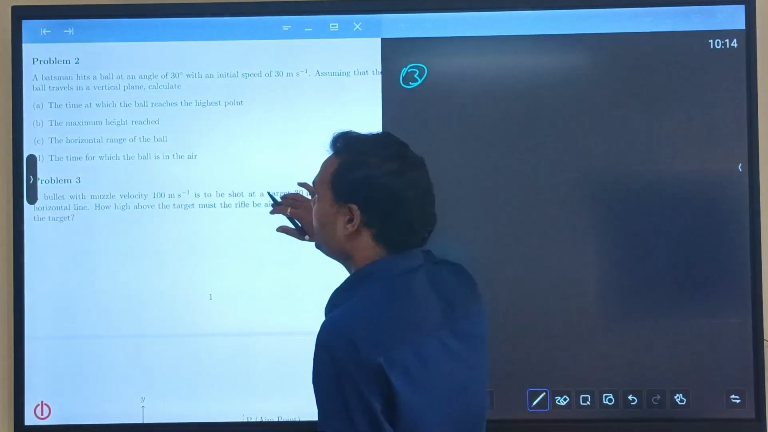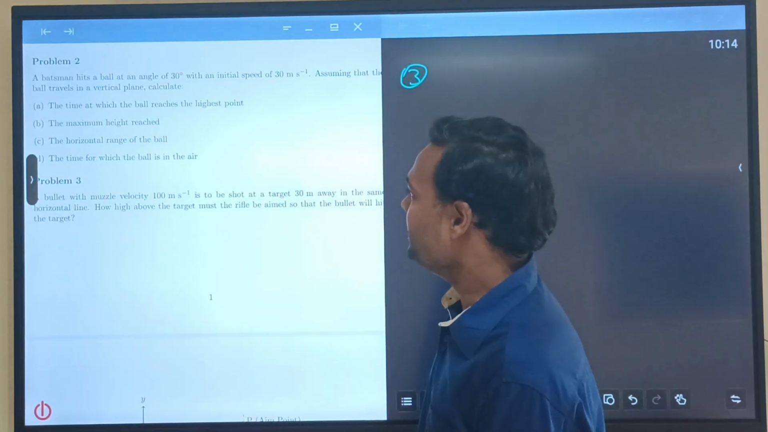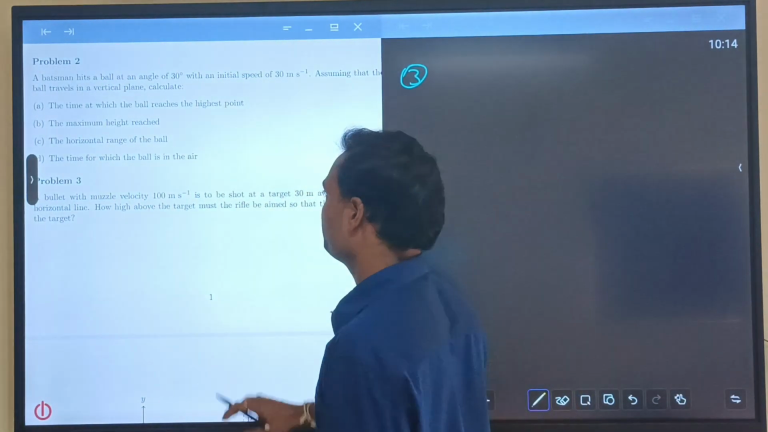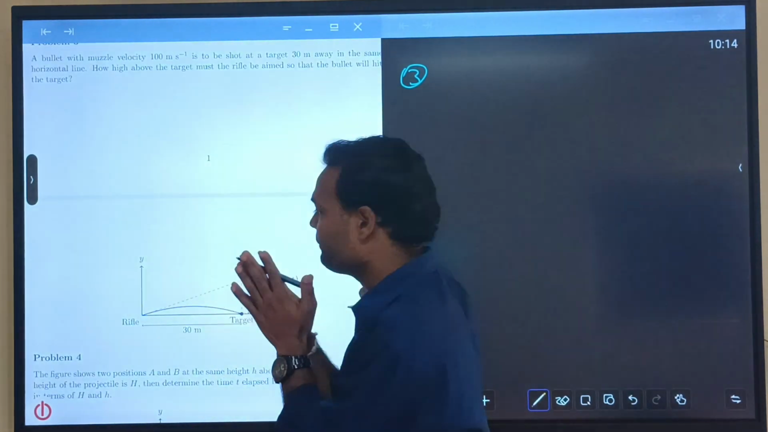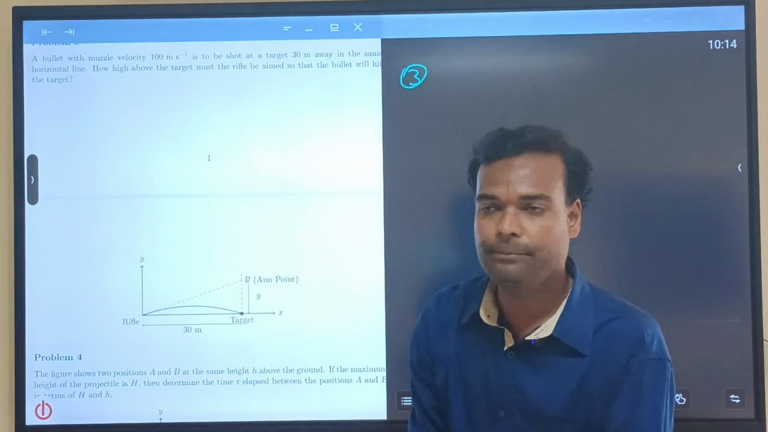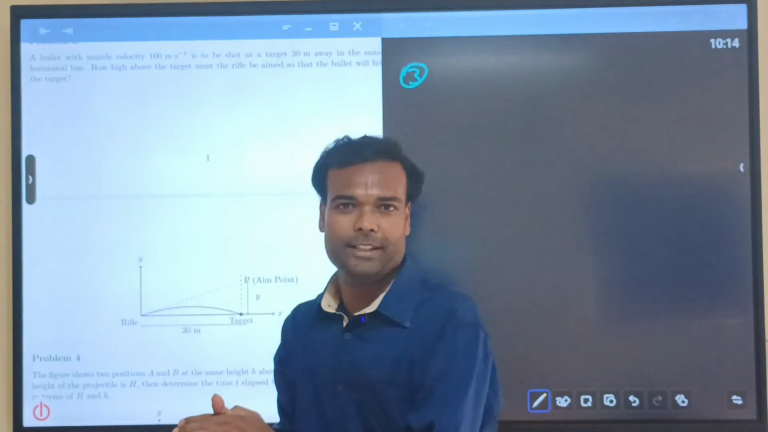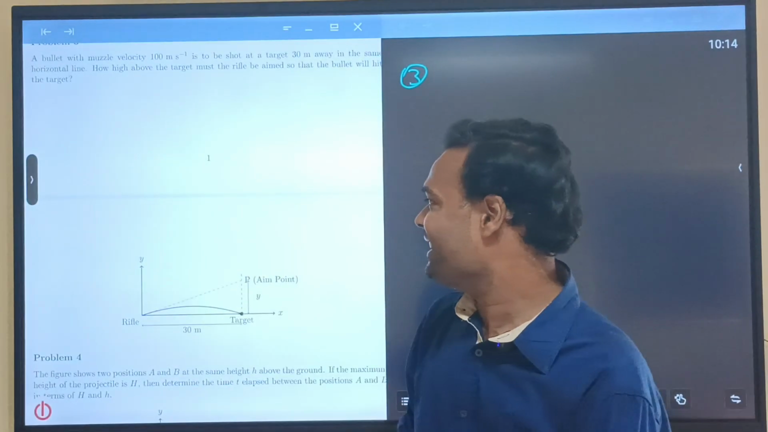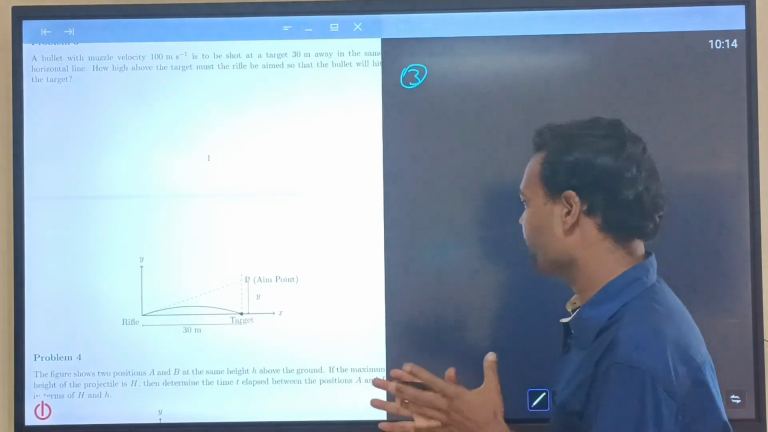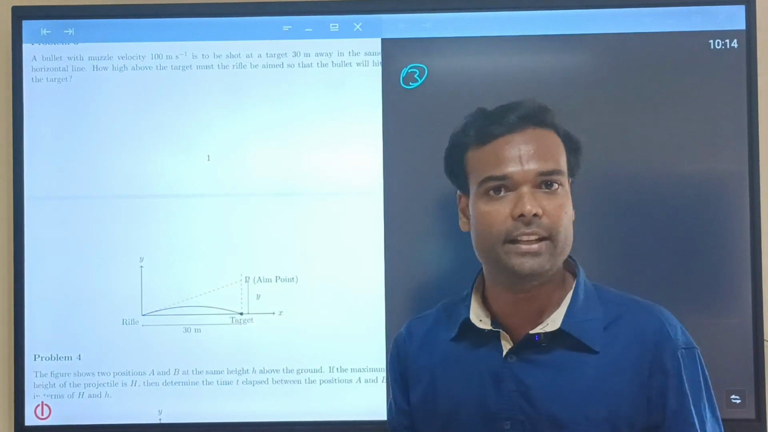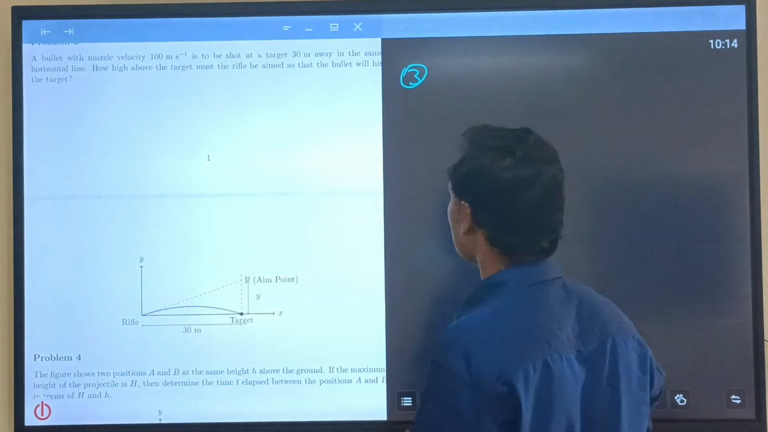Third question. A bullet with muzzle velocity, right? See here, this is the question. Of course, the font size is too small, but you can zoom it first because I could not arrange more than this. I am trying a lot to give you big font size, but from the next class I will try to give you again.